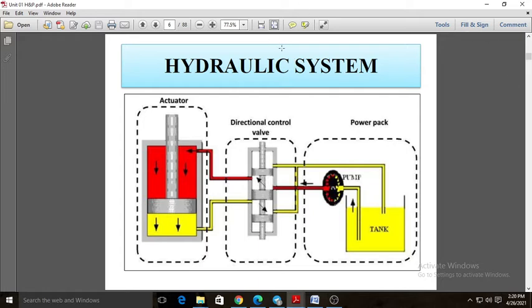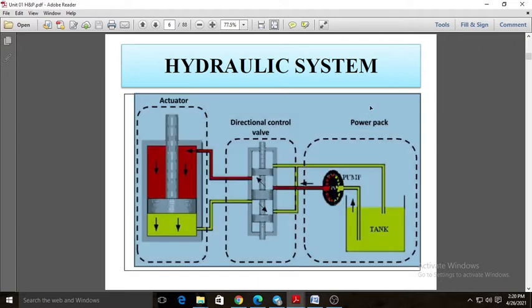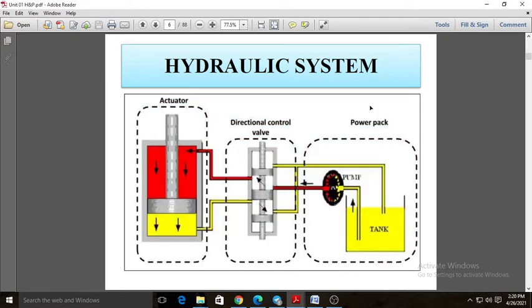Then these are the components of the hydraulic system. The hydraulic system contains mainly three important parts. First one is the power pack, the second one is the direction control valve, and the third one is the actuator. Here I am going to explain what this power pack is. Actually this power pack is a combination of the pump along with the reservoir, in normal language called the tank.